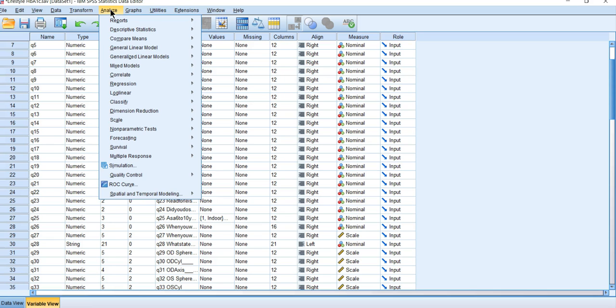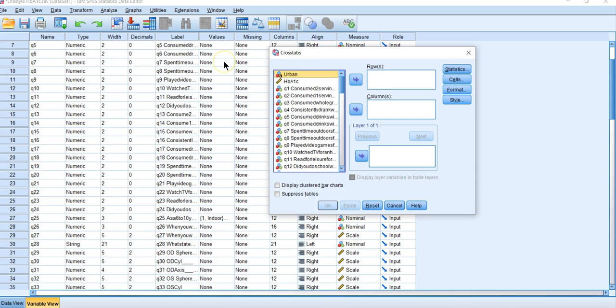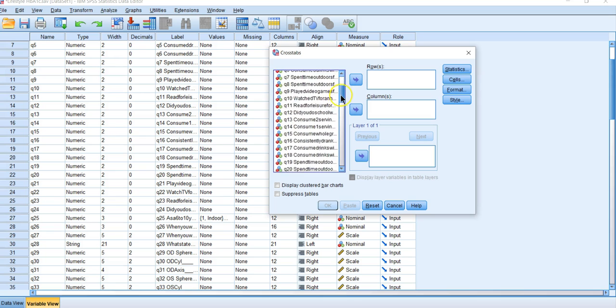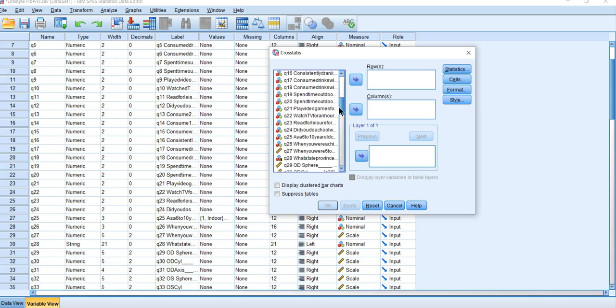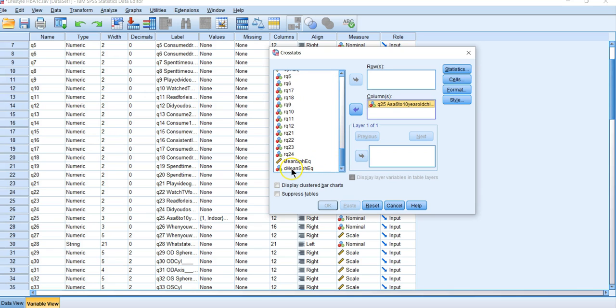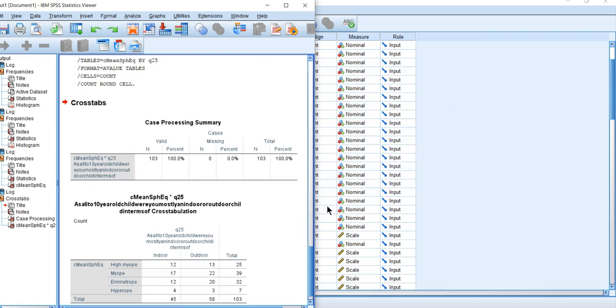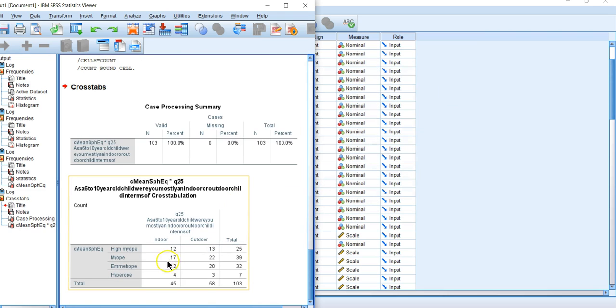So crosstabs is located under Analyze, Descriptive Statistics, down here, Crosstabs. And we're going to do Q25 and their mean spherical equivalent. I'm going to blow through this because I want to do something a little bit different. Let's just see what we get. We get a count, the numbers of people and everything here.